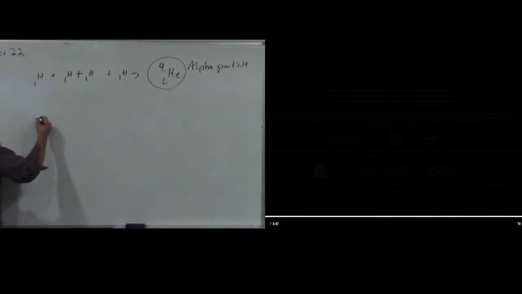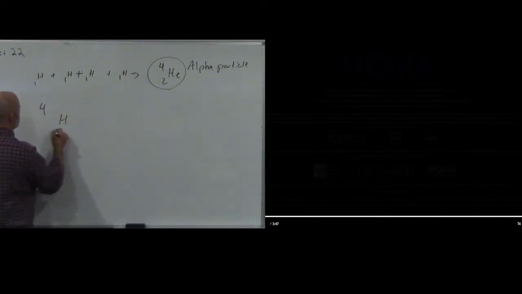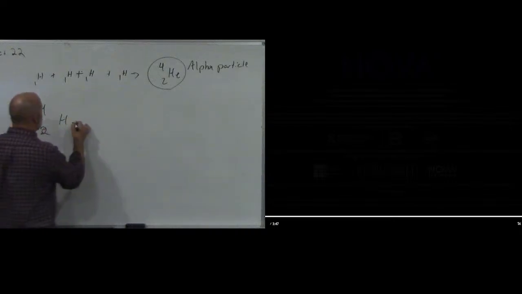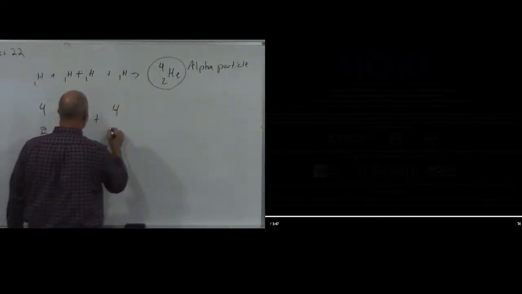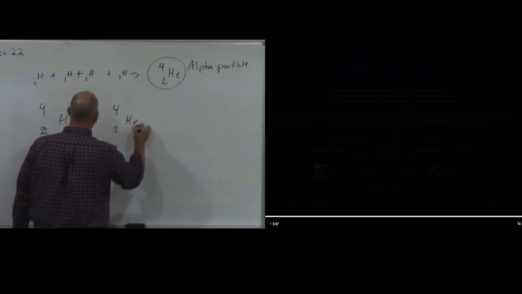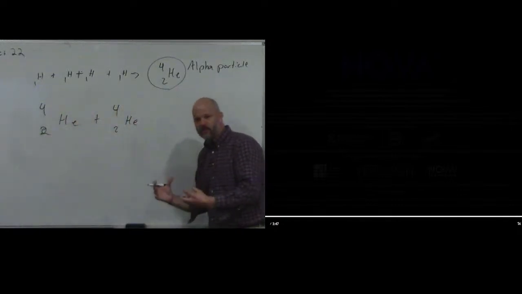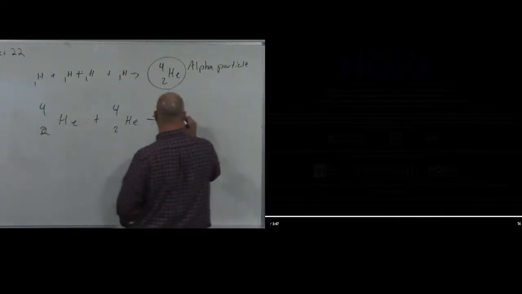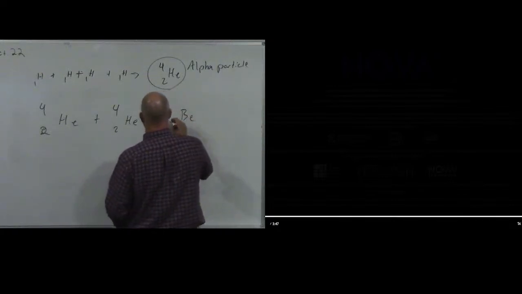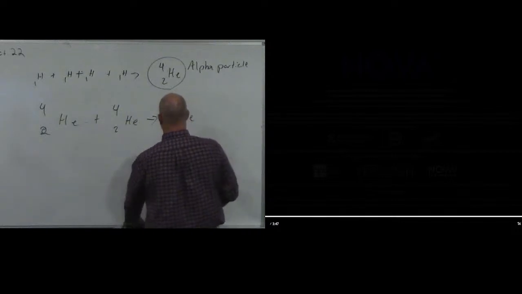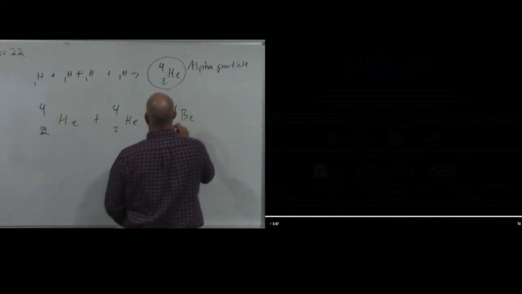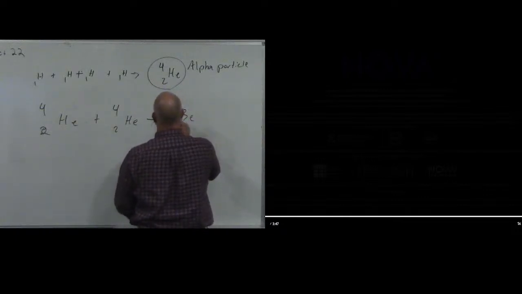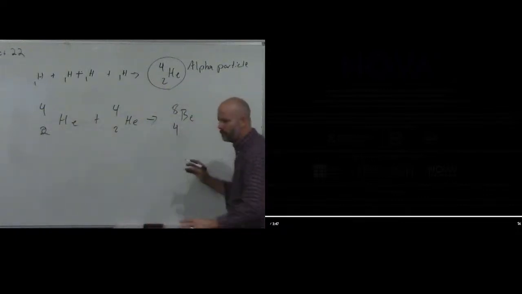So, if I take 2 of these and I add them together, if I have enough energy and pressure and everything else to collide these 2 things together, what will I get? I'll get beryllium. Atomic number 4, atomic mass 8. Okay?